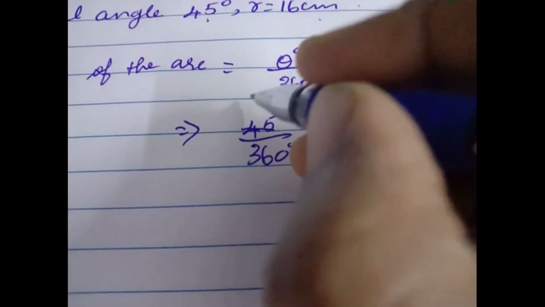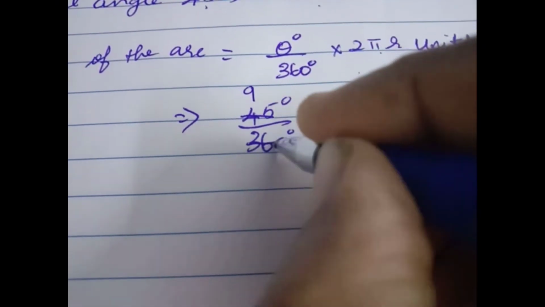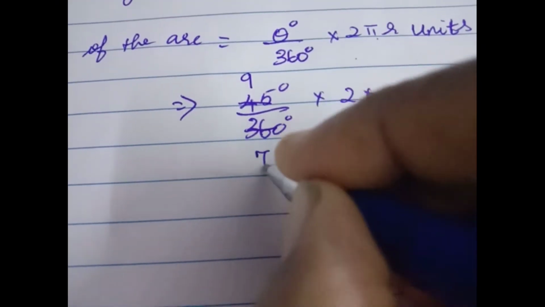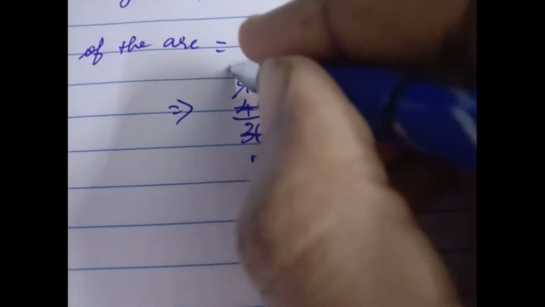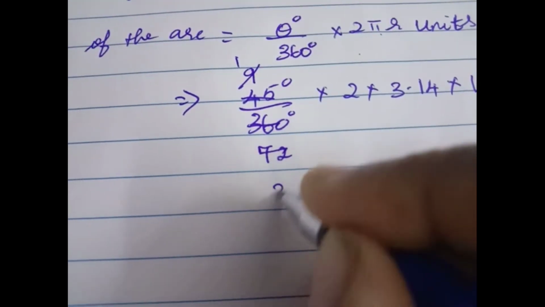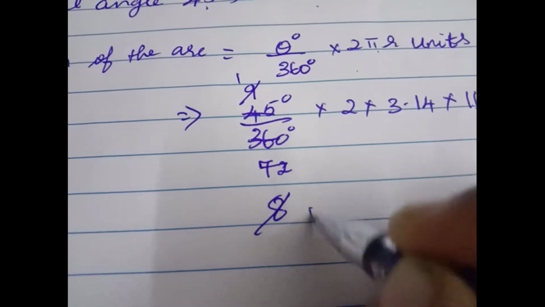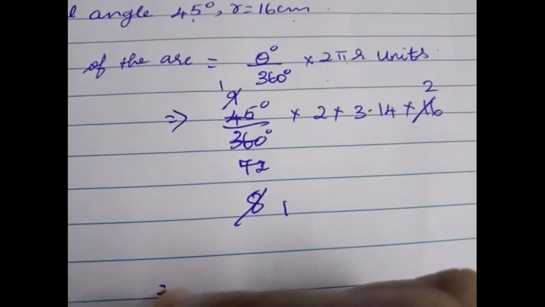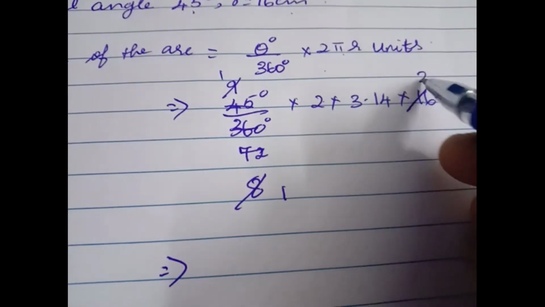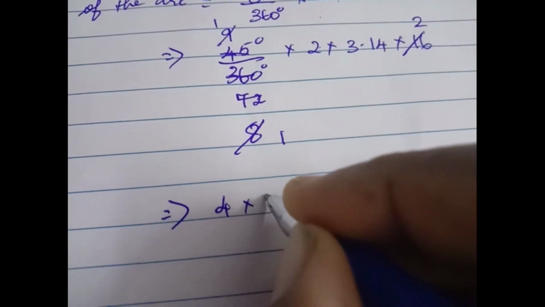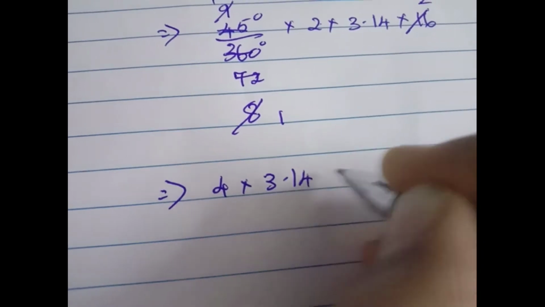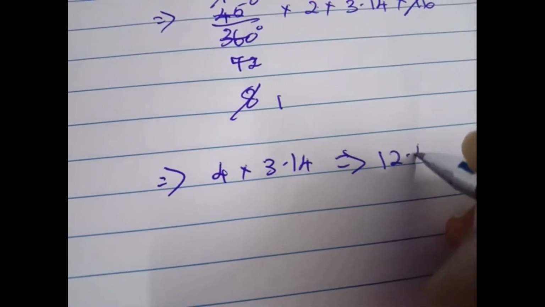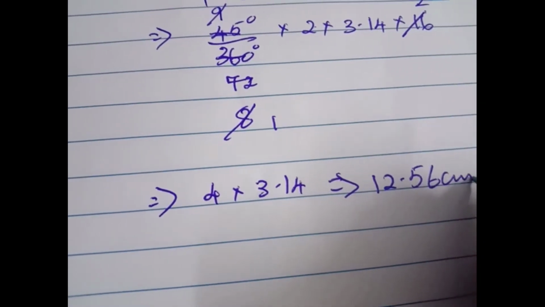In the 5 table, 5 9s are 45, 5 8s are 40. Then 8 1s are 8, 8 2s are 16. So 2 into 2 is 4. 4 into 3.14, which is equal to 12.56 centimeter.